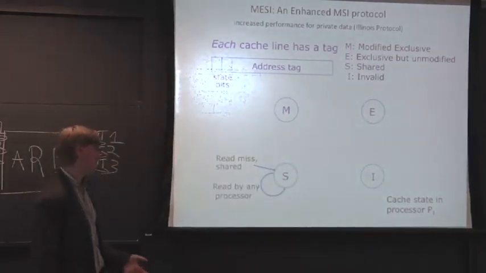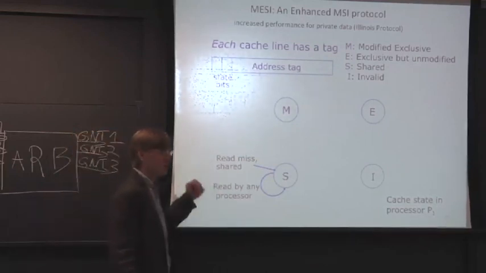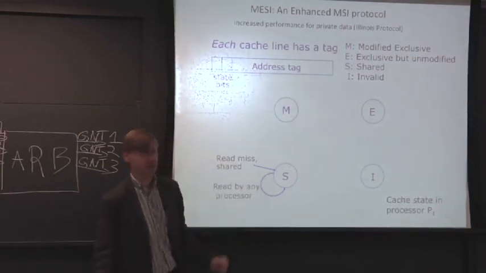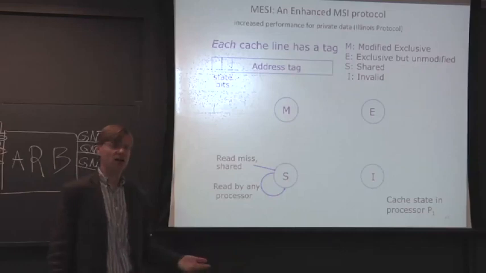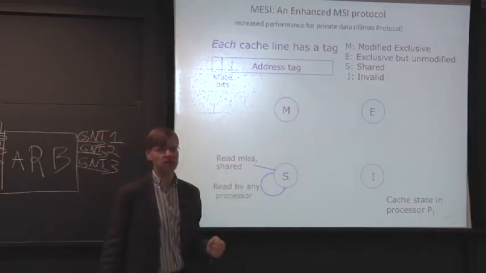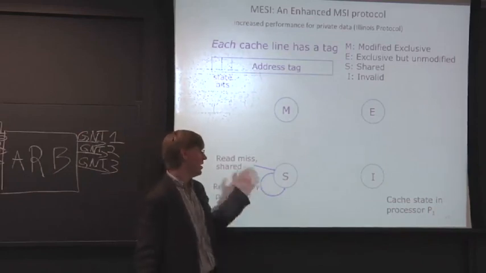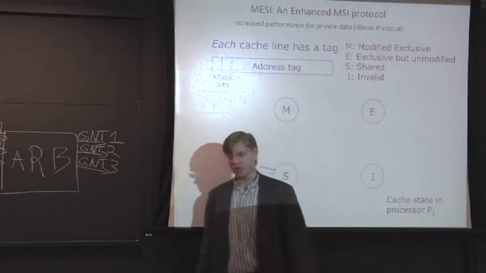So let's say some other processor tries to do a read, and you have it in the shared state. Well, you just stay in the shared state. But you might need to respond back saying that, yes, you have a copy of that data. This is important so that the other processor knows whether to enter into the shared state or the exclusive state when they go to do a read miss.